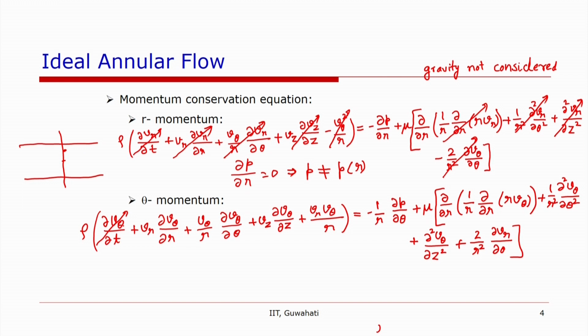This term is 0, V theta is 0, so this term is 0, V theta is 0, so all these terms are 0. And again we will have this is 0 because VR is 0, so we will have that pressure is not a function of theta. So that means pressure, if it is anything, is a function of Z only.